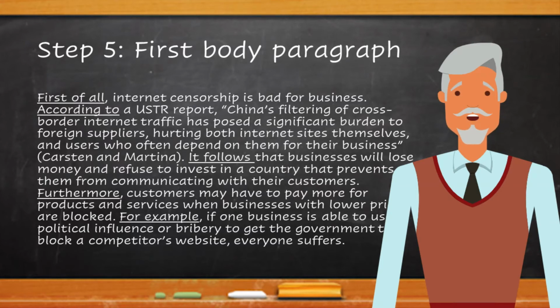Furthermore, customers may have to pay more for products and services when businesses with lower prices are blocked. Notice here how I used the transition word "furthermore." For example, if one business is able to use political influence or bribery to get the government to block a competitor's website, everyone suffers. Notice that I have given an example.